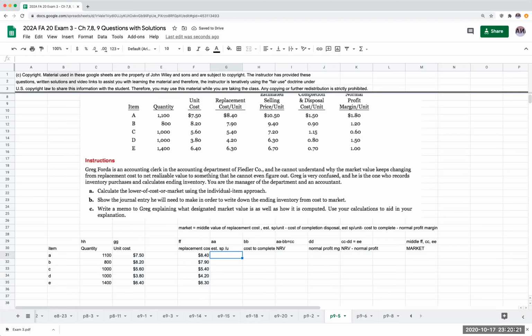My estimated selling price per unit is 10.50, 9.40, 7.20, 6.30, 6.70. My costs to complete are $1.50, 90 cents, $1.15, 80 cents, and 70 cents. So my net realizable value is AA minus BB. My net realizable value minus my normal profit margin.